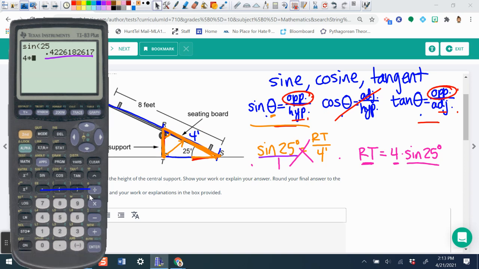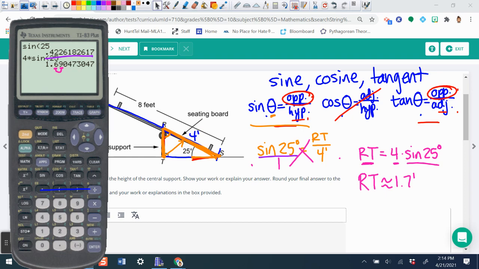4 times the sine of 25. And I get 1.69. They actually tell us to round our final answer to the nearest tenth. So in this case, 6 is in the tenths place. So the 9 right behind it tells that 6 to round up. So the length of RT is approximately 1.7 feet.